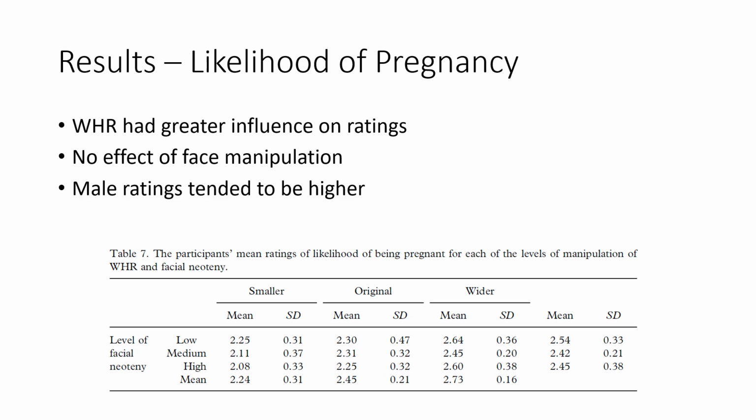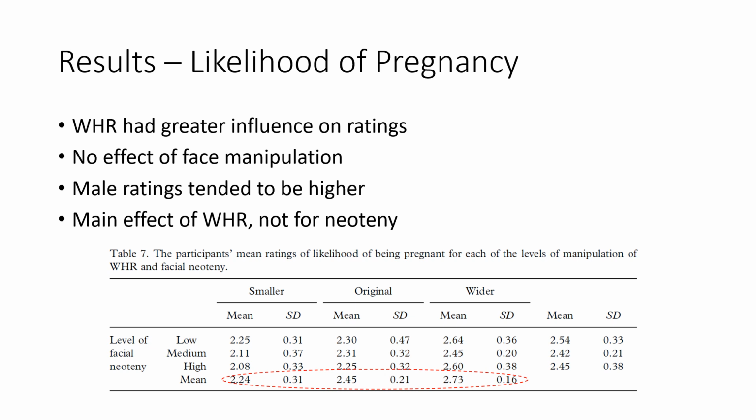Male ratings for likelihood of pregnancy tended to be higher than the female ratings. And there was a main effect of waist to hip ratio, but again, not for neoteny. So again, in layman's terms, this means that there was an effect of the waist to hip ratio manipulation on pregnancy ratings, but not for facial neoteny. And we can see that right here.